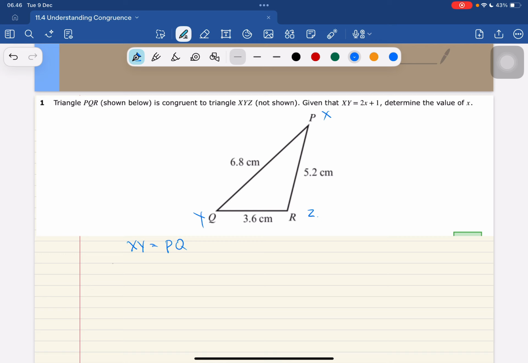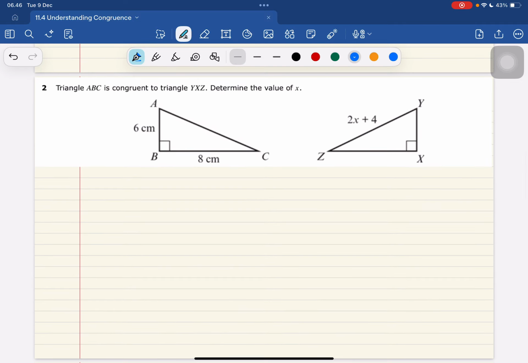So if XY equal to 2x plus 1, PQ is 6.8. So 2x equal to 6.8 minus 1. So 2x equal to 5.8. So we can divide both by 2. So x equal to 2.9 centimeter.